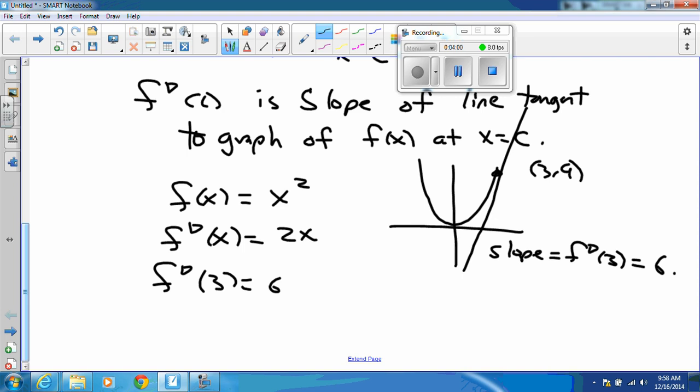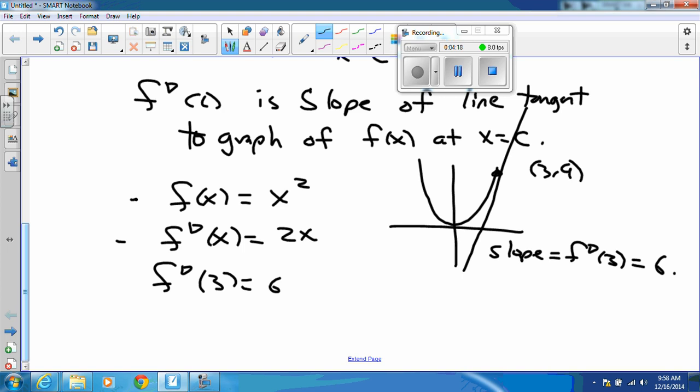Aha! Why is it 3, 9? Because the point is defined by the function, whereas the slope of the tangent line is defined by the derivative of that function. Good question. I did that hoping somebody would ask or notice.